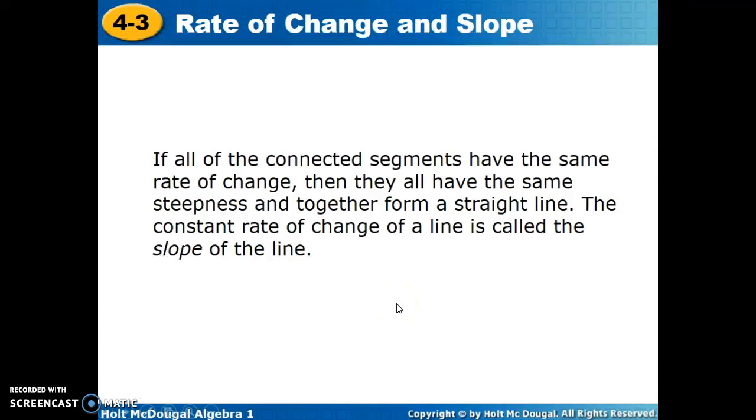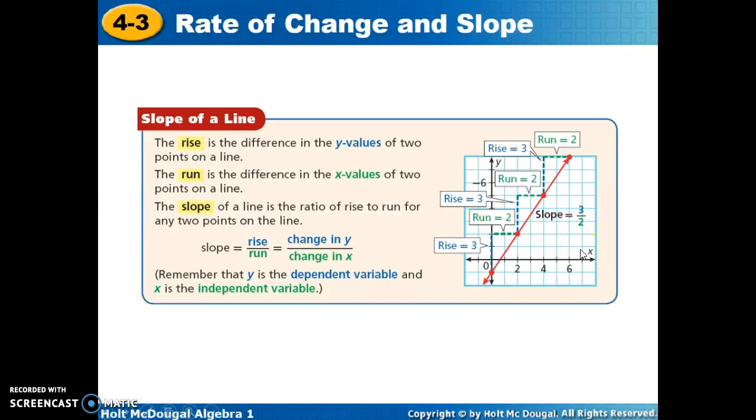If all the connected segments have the same rate of change, then they all have the same steepness and together form a straight line. The constant rate of change of a line is called the slope. So now we're getting into slope, we're getting into linear functions, and we know one thing to be true: the slope along each segment is always going to be the same.